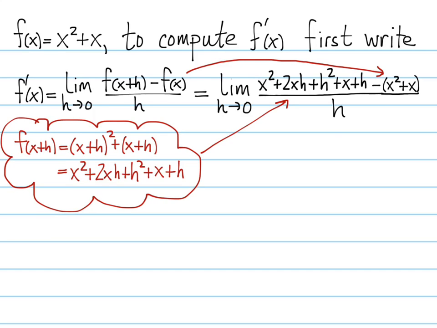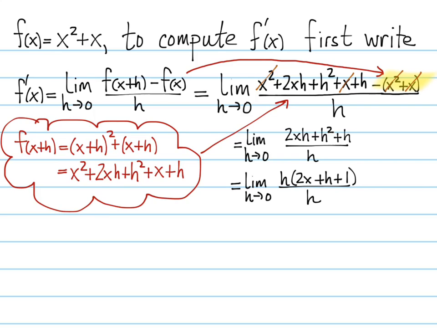And so I'm going to replace f of x plus h with my computation, and I'm going to replace f of x with x squared plus x. Notice over here I've used parentheses around x squared plus x. That's because I'm subtracting all of it. I've canceled out the things which are repeated, so x squared minus x squared cancels, and x minus x cancels, and all I'm left with is 2xh plus h squared plus h, all divided by h, inside of my limit.